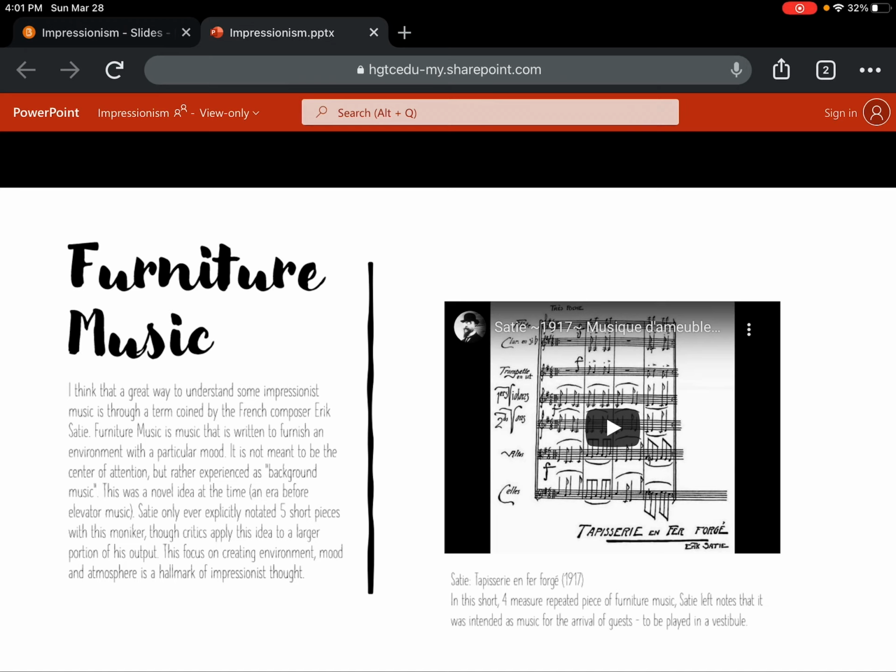And so I think that really speaks to the idea of the Impressionist period. It was all about mood. It was all about creating a very specific space when using music. This is linked here, one of the 5 short pieces that Satie ever wrote, and he explicitly said these are furniture music. But over time, many people have come to see a great deal of Satie's catalog as exemplifying this idea of furniture music, of music meant to furnish a space.